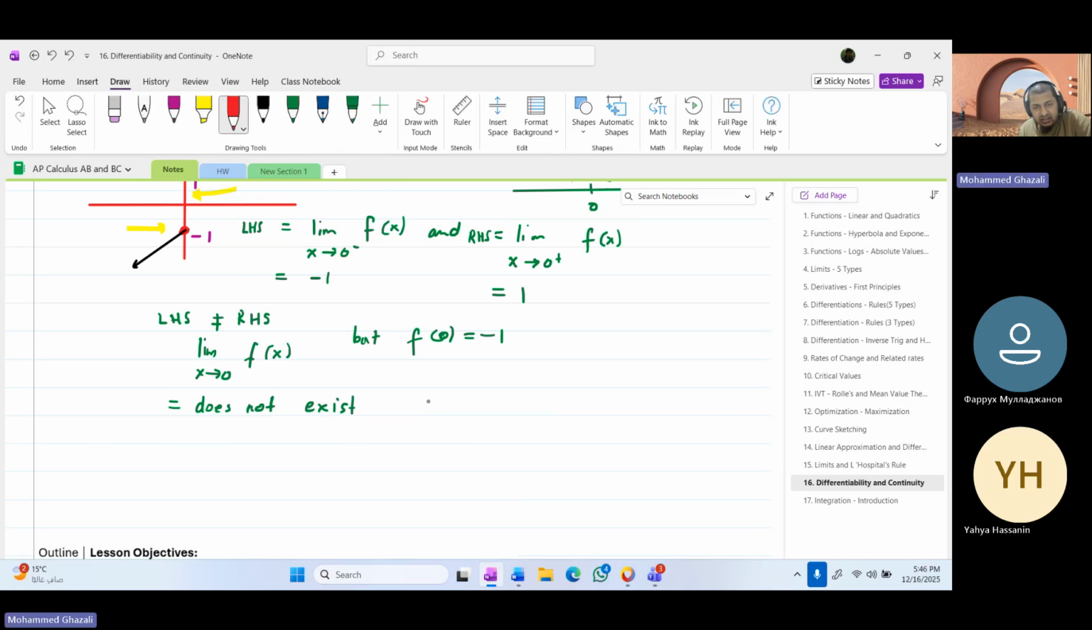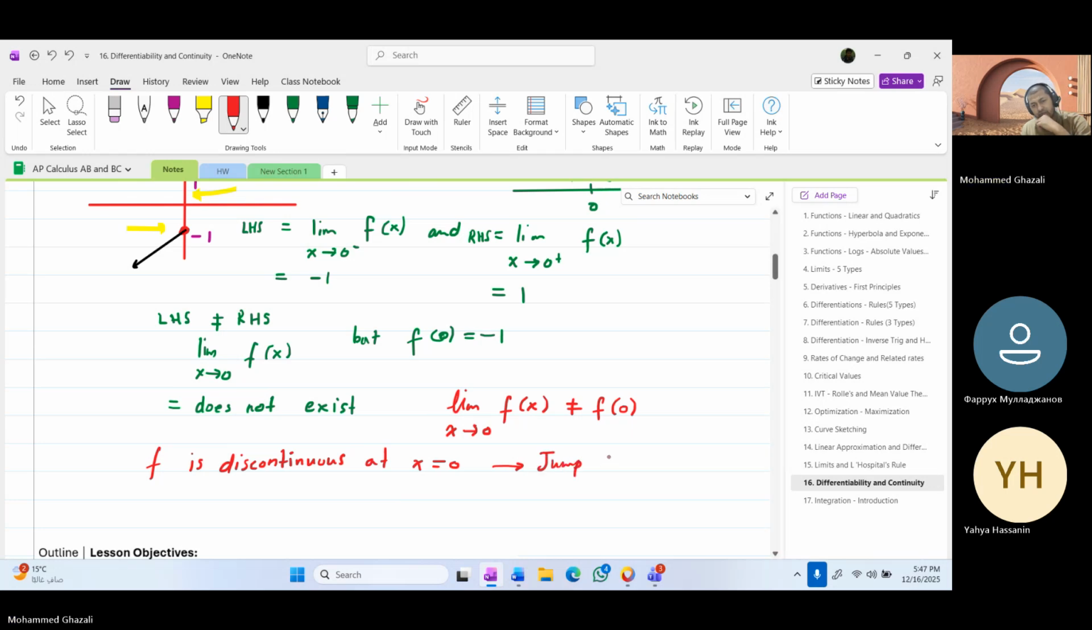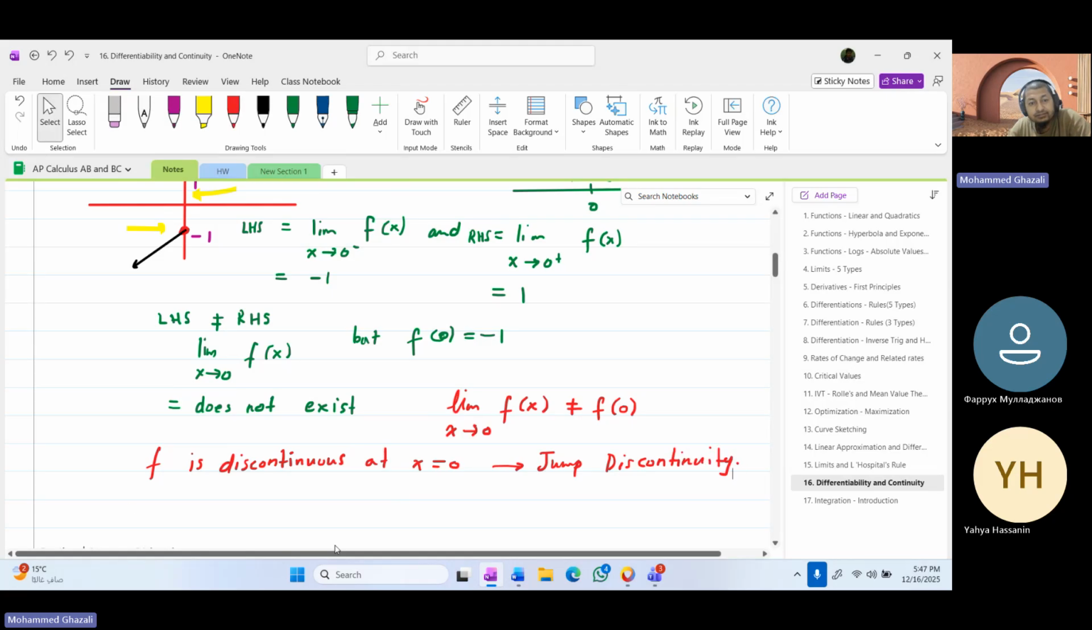so you can clearly see over here that the limit as x approaches 0 of f of x is clearly not equal to f of 0 because this does not exist, and so f is discontinuous at x is equal to 0. And what's the type of discontinuity? A jump. We have a jump discontinuity. Right, guys? Making sense?